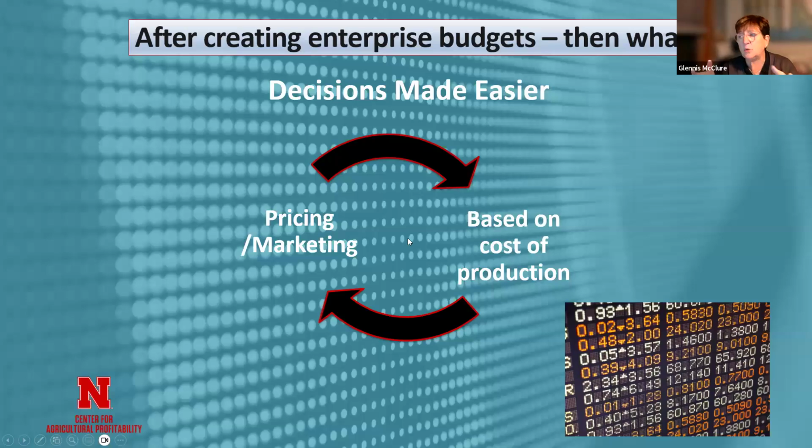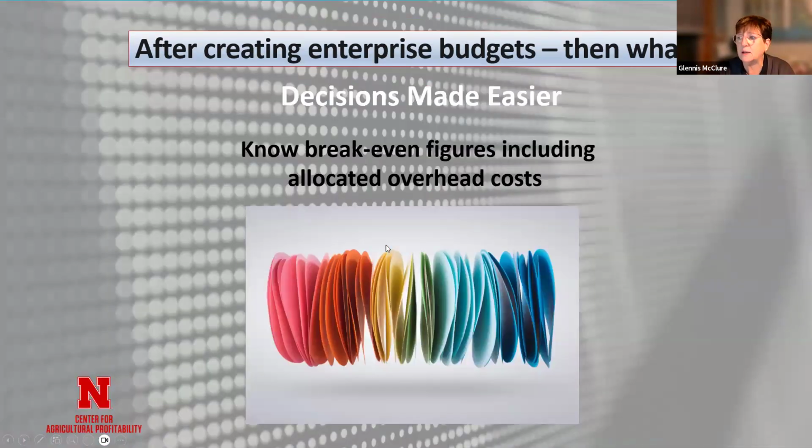So after creating enterprise budgets, as I've kind of mentioned already, cost of production helps us understand and do some pricing. If we can do some forward pricing based on what we're calculating for our cost of production, hey, why not? Okay. So this helps us with information on that and understanding our break-even figures.